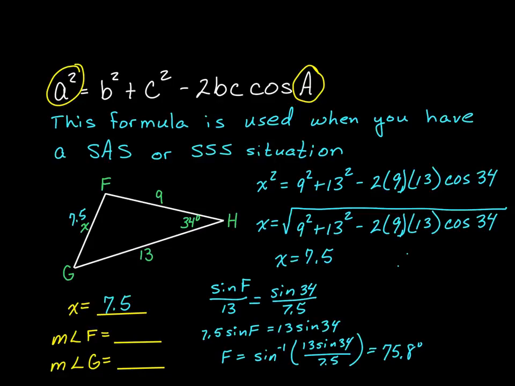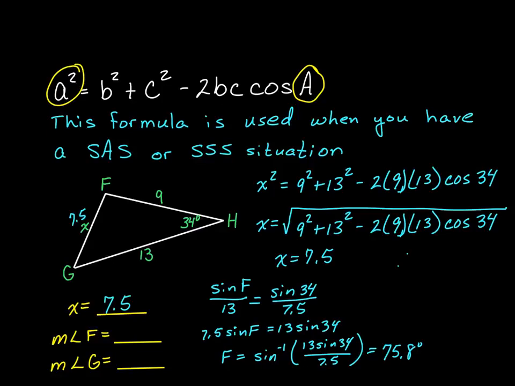Now, 75.8 degrees is an acute angle. And if we look at angle F up here, this is not an acute angle. This is an obtuse angle. All right, so what that means is that this is going to actually be one of those ambiguous case situations where two triangles could actually be formed from the information given to us. One of those triangles would be an acute triangle, and the other triangle would be an obtuse triangle.